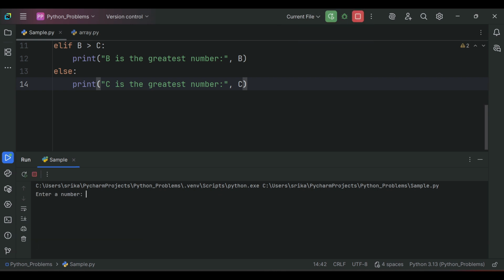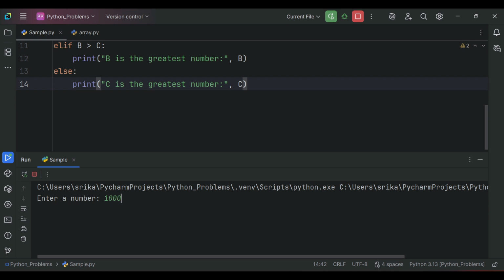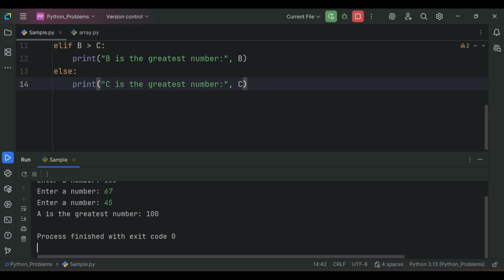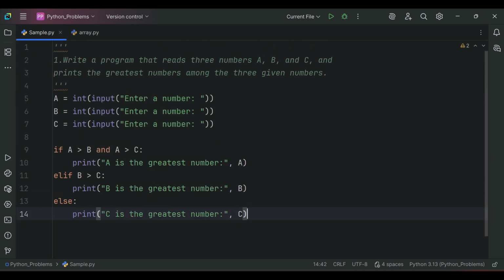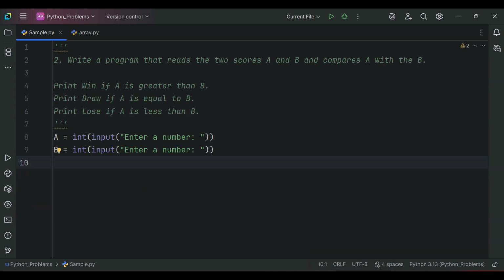Let's take another one. Suppose the first number is 100, the second number is 67 and the third number is 45. Obviously, A is the greatest number. This is the program, friends. I hope you understand. Now let's dive into another problem. Now see the second problem.